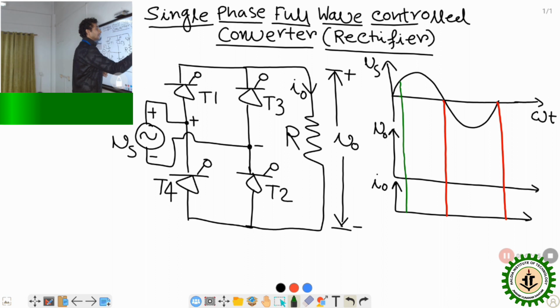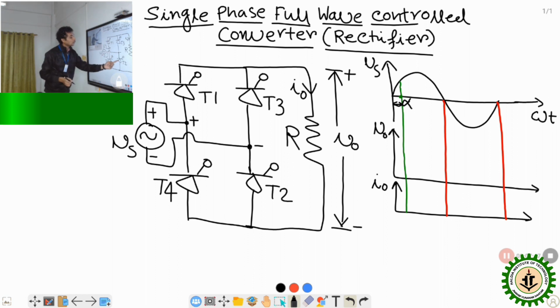And so at this point, we are providing the firing angle. This angle is called the firing angle and it is denoted by alpha. At alpha firing angle, we are going to trigger thyristor T1 and T2. Whenever thyristor T1 and T2 are triggered, that means they are turned on. And when T1 and T2 are turned on, at that time current will start to flow.